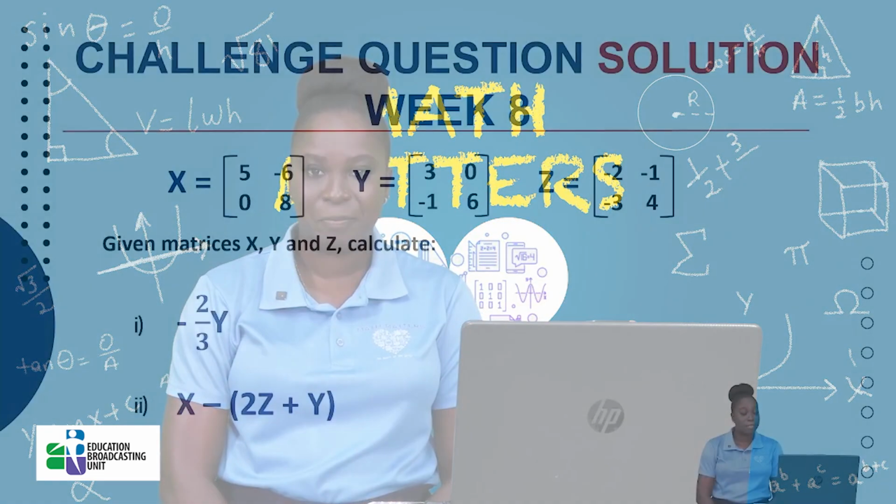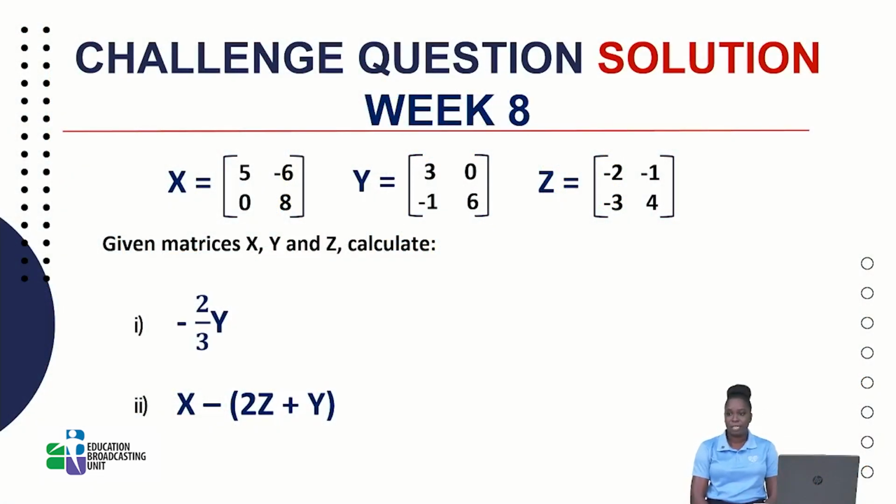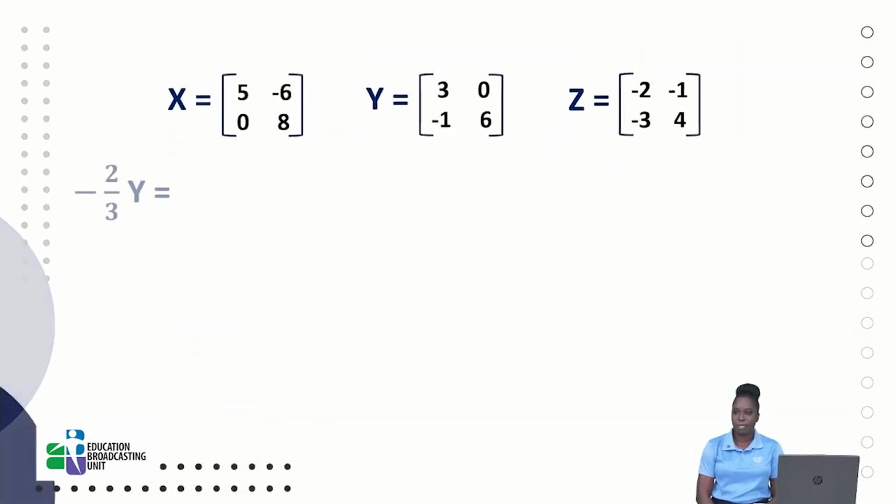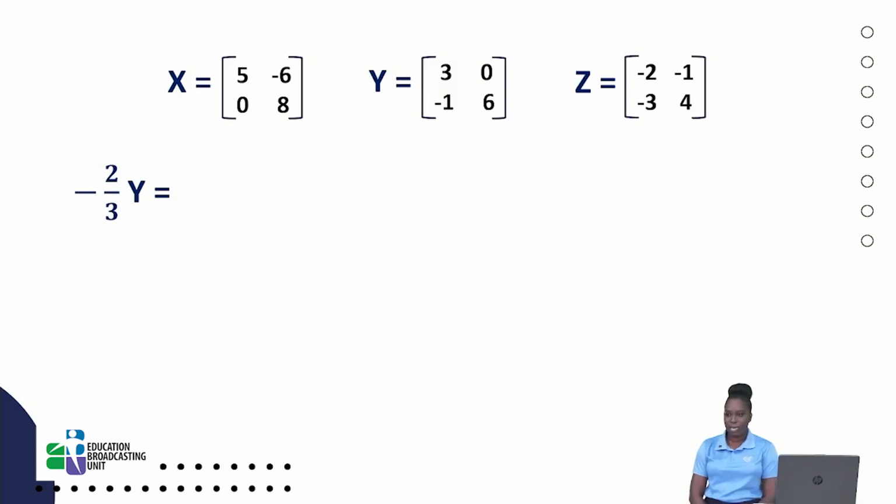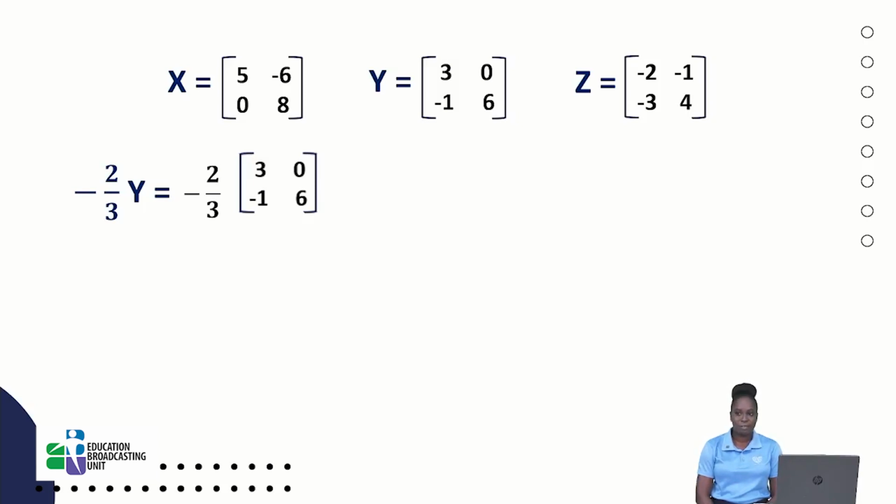So let's solve that. The challenge question reads, given matrices X, Y, and Z, calculate negative 2/3 y, and secondly, x minus (2z plus y). Beginning with negative 2/3 y, we will rewrite negative 2/3 and replace y with its matrix, which is 3, 0, negative 1, 6. Just as a reminder, this is an example of scalar multiplication, and so everything in the matrix will have to be multiplied by negative 2/3.